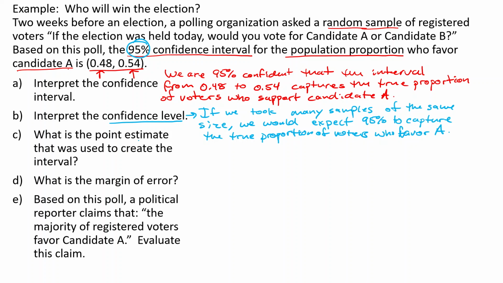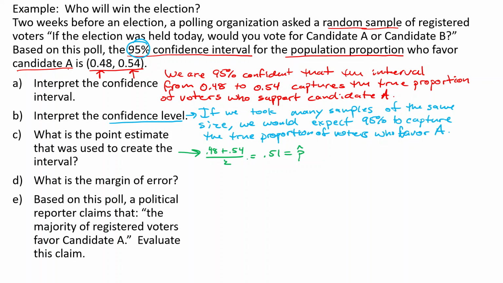All right, what is the point estimate that was used to create this interval? All right, so the point estimate would be the middle of the interval. So we need to find what's the middle of the interval. To find that, we could just average those two numbers. Or we could subtract and find the difference, there's a bunch of different things we could do, but we could just do 0.48 plus 0.54 divided by 2. I believe it gives us 0.51. That was our point estimate. That was the p-hat we used to estimate that interval.